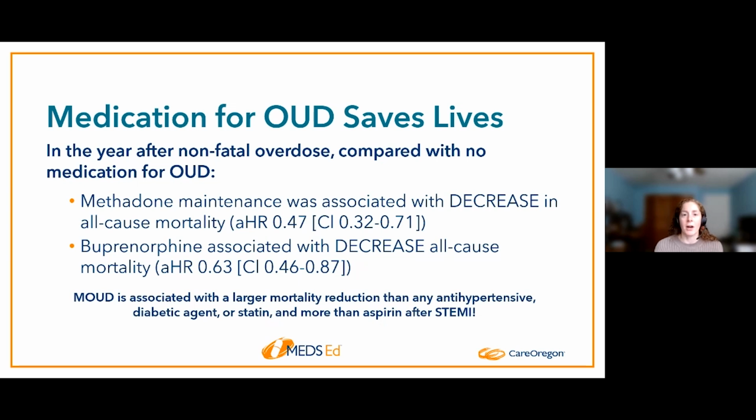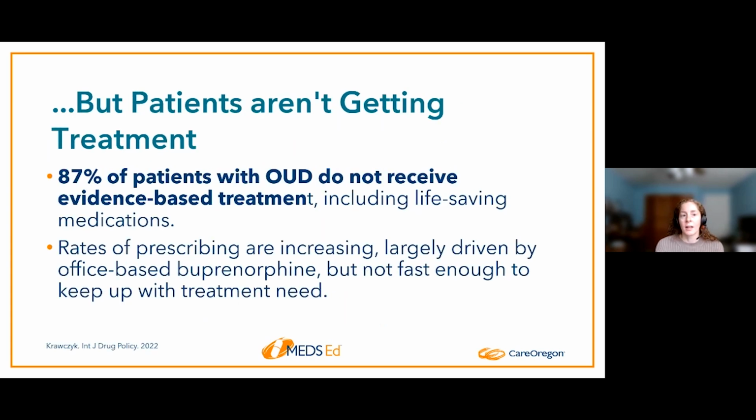So I really think about getting patients with opioid use disorder stabilized onto medication, either buprenorphine or methadone, as one of the most important things that we can do in medicine and healthcare to reduce mortality. However, patients are not getting treatment. Even though we have these wonderful, effective, life-saving treatments, 87% of people with opioid use disorder do not receive evidence-based treatment.